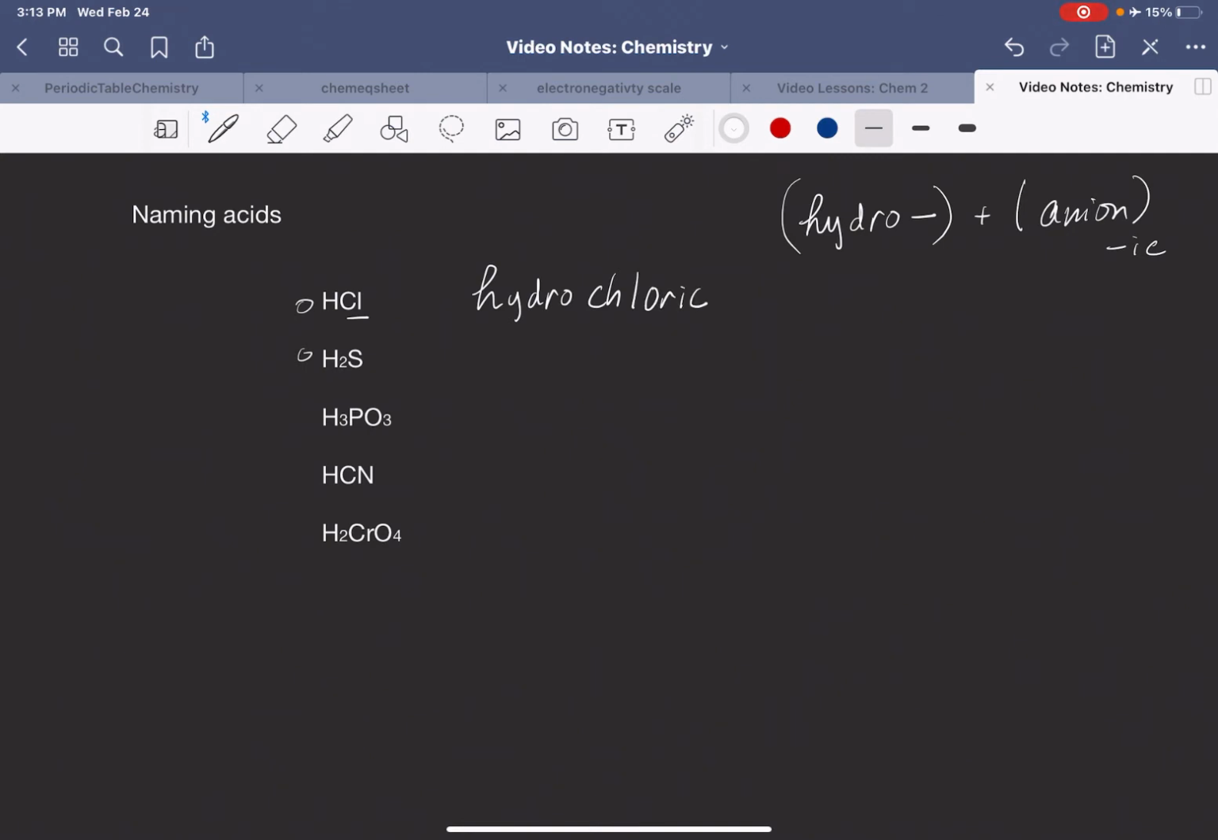The second one here, there's no oxygen there, so we say hydro, and then you see that there's an S. Once you see the S, you realize, okay, that's sulfur, so it's not hydrosulfur, but hydrosulfuric. And then, of course, acid.